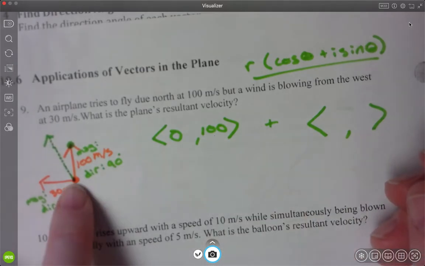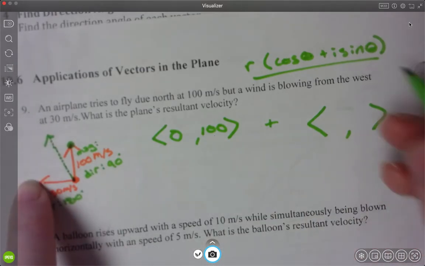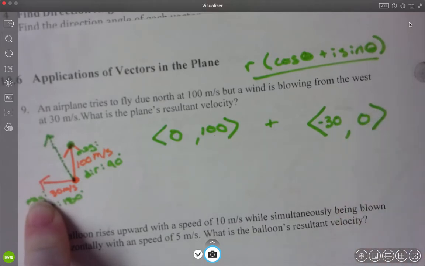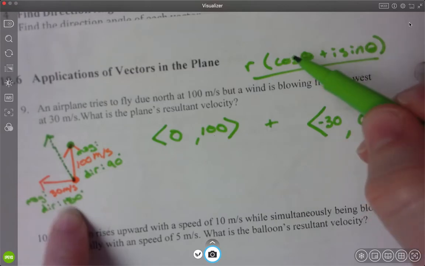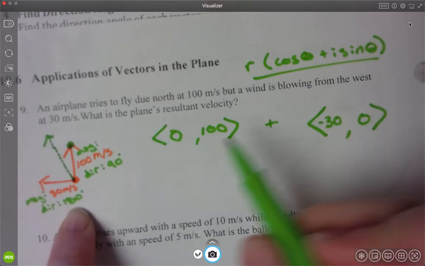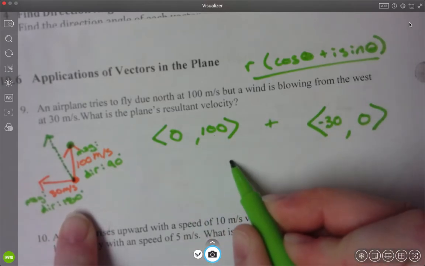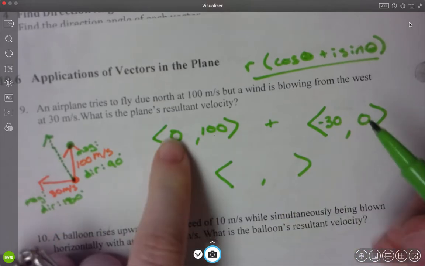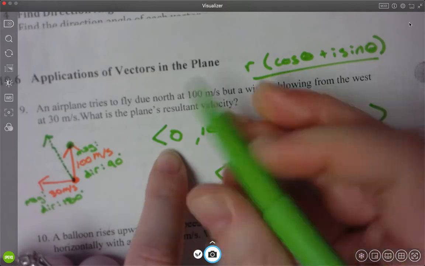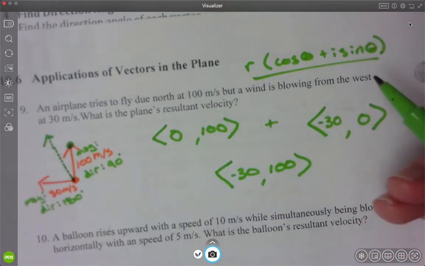If I'm going 30 to the left, that's going to be the coordinates of negative 30, comma, 0, right? If I would do 30 times cosine of 180, that would give me negative 30. If I would do 30 times sine of 180, it would give me 0. Now I'm combining those two things together, and what's going to happen is negative 30, comma 100, right? Because 0 and a negative 30 is negative 30, and 100 plus 0 is going to be 100.